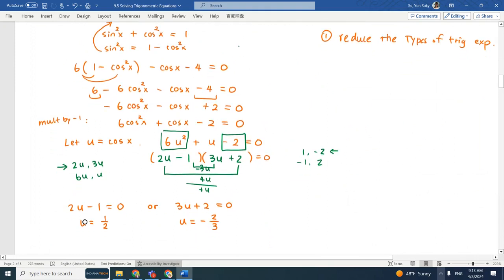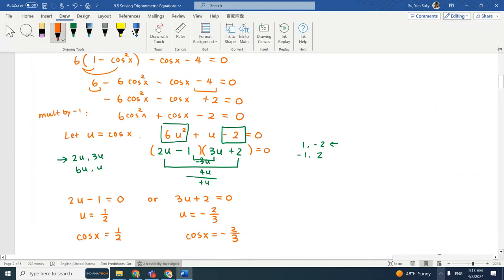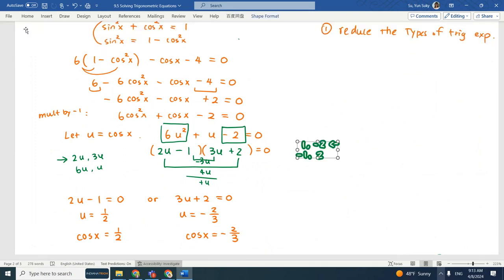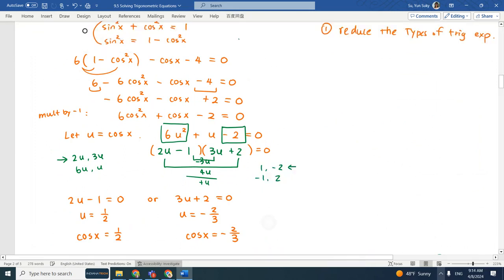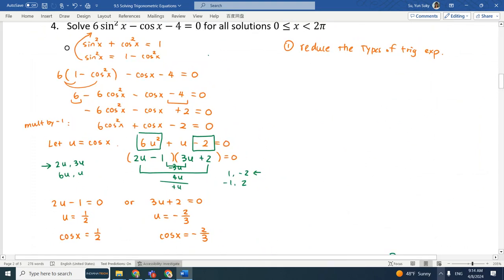So this is the u. But what is u? Cosine x. So cosine x is 1/2, or cosine x is -2/3. Yes, everybody? So we isolate the trig expressions. Now we want to find the x. This is like an inverse trig function. So we need to draw the trig graph.